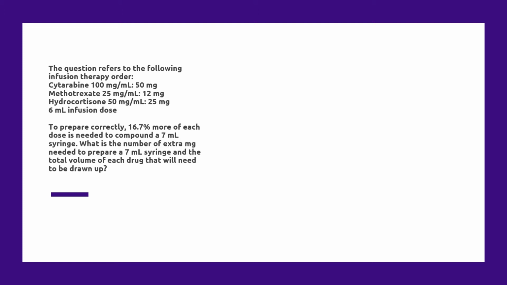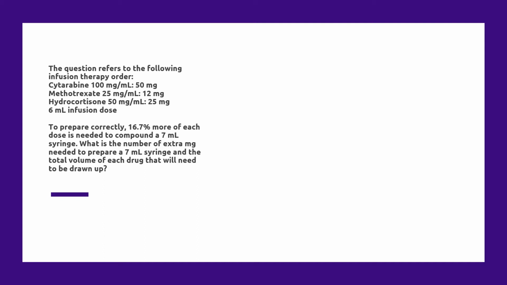Now, to prepare this correctly, 16.7% more of each dose is needed to compound a 7 milliliter syringe. What is the number of extra milligrams needed to prepare a 7 milliliter syringe and the total volume of each drug that will need to be drawn up?